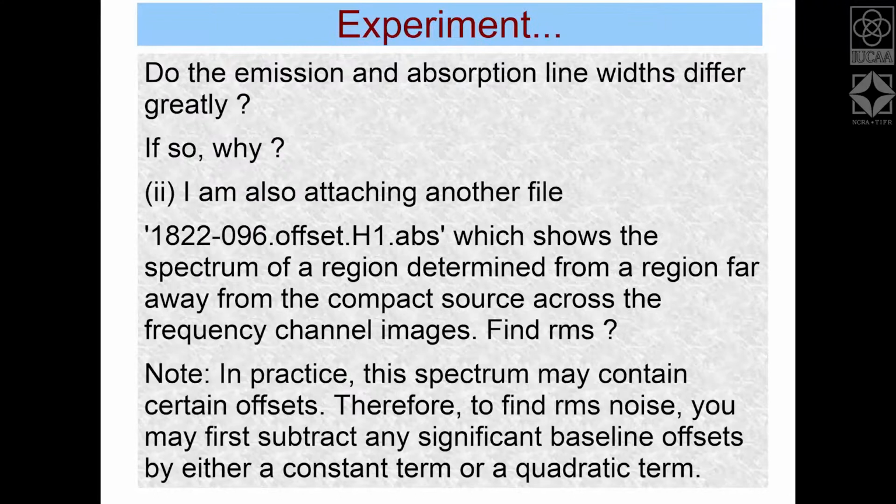So the next question is of course: do the emission and absorption line widths differ greatly? If so, why? I have already given you hints: the warm neutral medium is seen mostly in emission, and absorption dominates where there is more tau. That means the absorption depth. So whichever will have more optical depth will contribute.